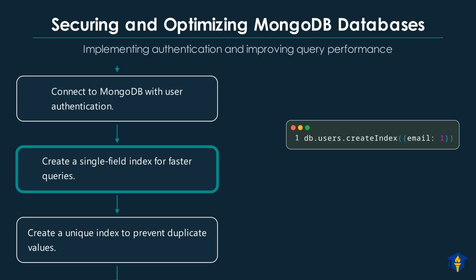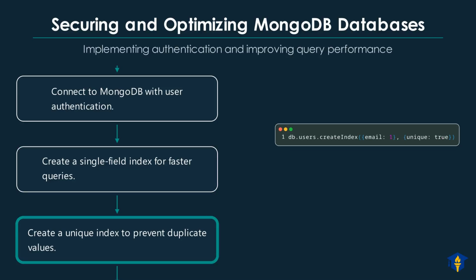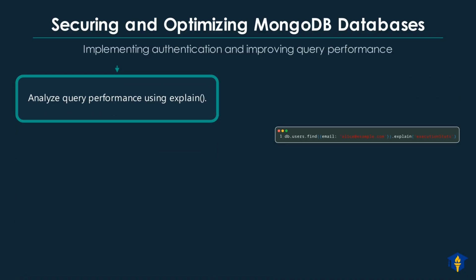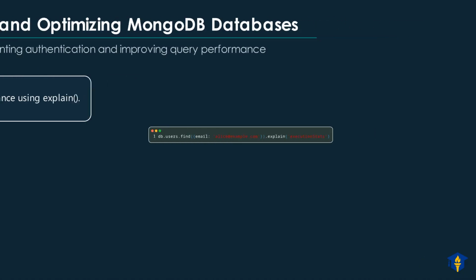To optimize queries, create a single field index for faster data retrieval. This command creates an ascending index on the email field in your users collection. You can also create a unique index to prevent any duplicate values from being inserted. By adding the unique option, this index ensures that no two users can have the same email. Finally, you can analyze query performance using the explain command. This command shows detailed execution statistics for a query, helping you identify performance bottlenecks.